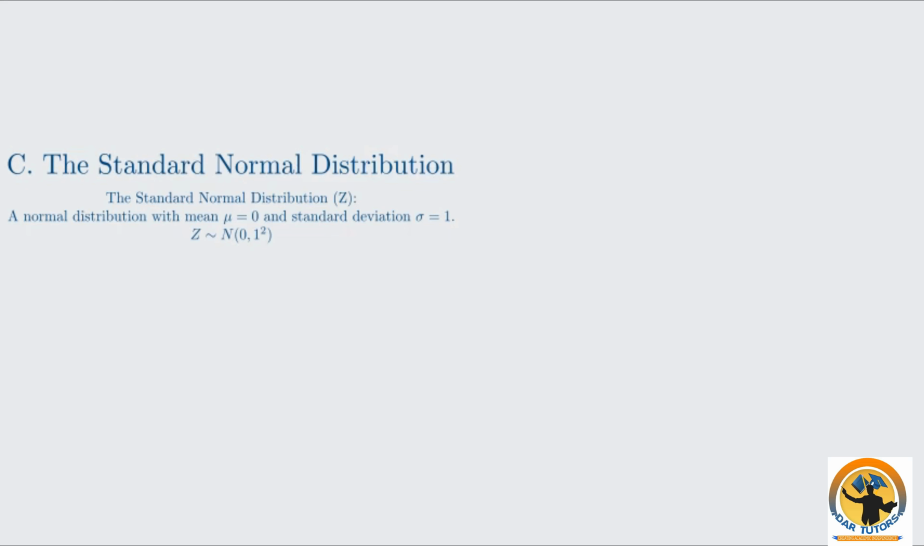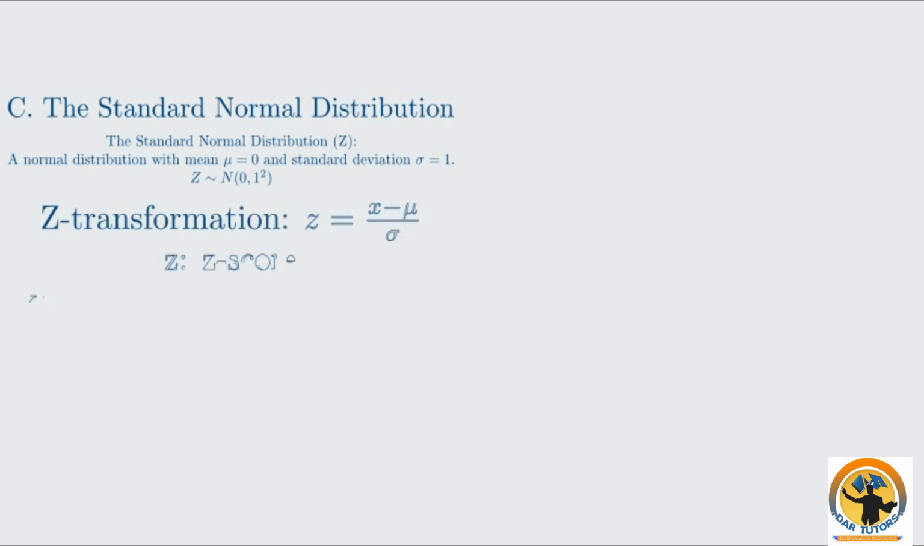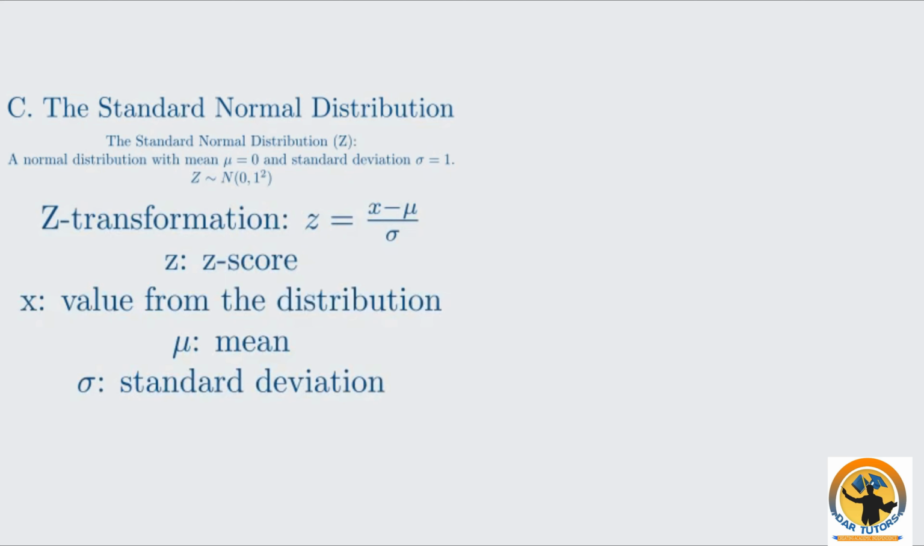Any value, let's call it x, from a general normal distribution can be transformed into a z-score. A z-score tells us how many standard deviations away from the mean a value lies. The z-transformation formula is z equals x minus mu, all divided by sigma. X is the value from our distribution, mu is the mean, and sigma is the standard deviation. A positive z-score indicates the value is above the mean, and a negative z-score indicates it's below the mean.